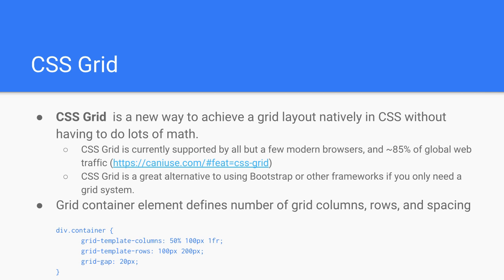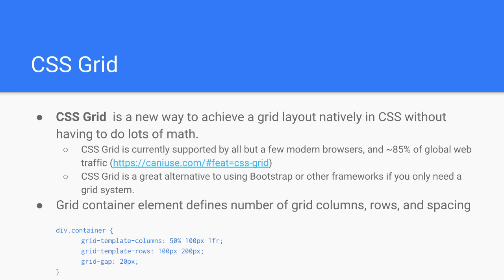We can also define our rows. We can define 2 rows, a 100 pixel row and a 200 pixel row. And we can also set the gap setting. So we can say grid gap 20 pixels. So there's going to be 20 pixels of gap in between our columns and in between our rows.